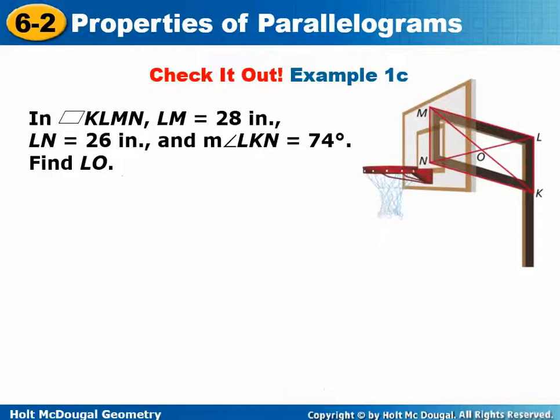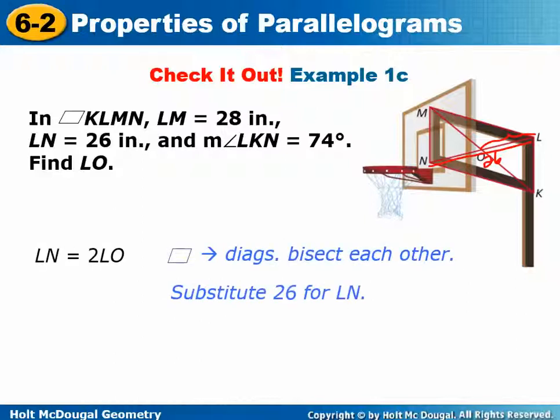We're asked to find LO, which is this piece of the diagonal, when the whole diagonal is 26. Remember that that diagonal is bisected by the other one, so LO would be half as long as the whole thing. So if you take 26 divided by 2, you'll get 13 inches.